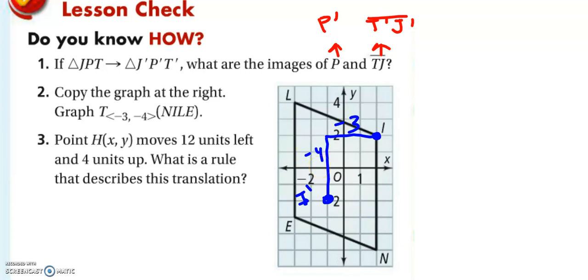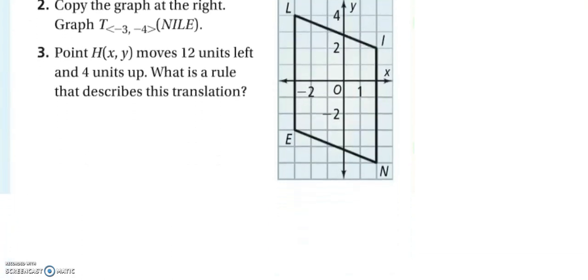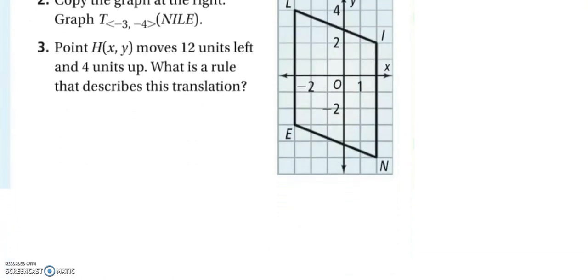And lastly, point H moves 12 units to the left and 4 units up. What is a rule that describes this translation? So another thing that we need to know is that there's a bunch of different ways to write translation rules. If I wanted to say 12 units to the left and 4 units up, there's another 2 ways of writing it. So they gave me the words. Another way to write this is a translation, and we use these little less than, greater than symbols. If I go 12 units left, that means I'm going -12 in the x, and 4 units up is a +4 on the y.